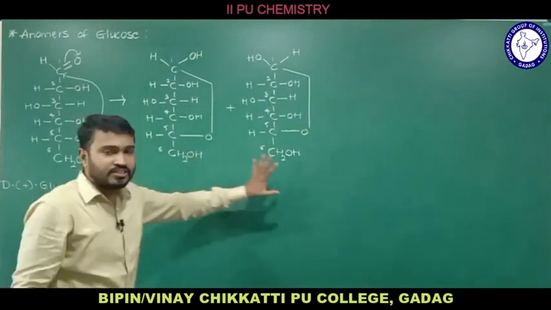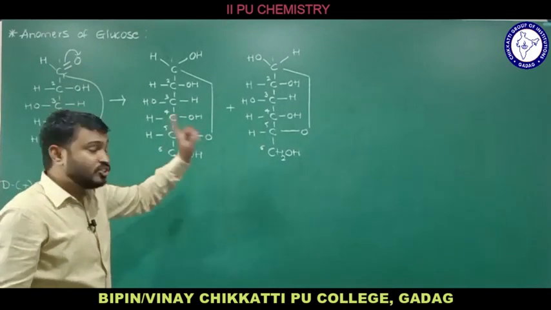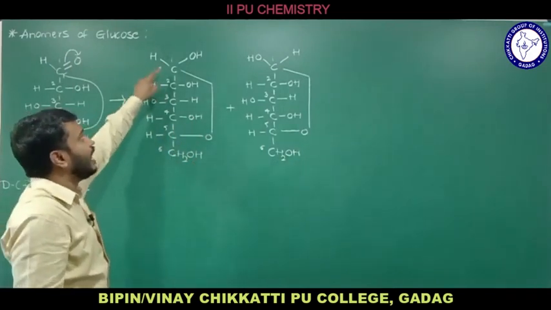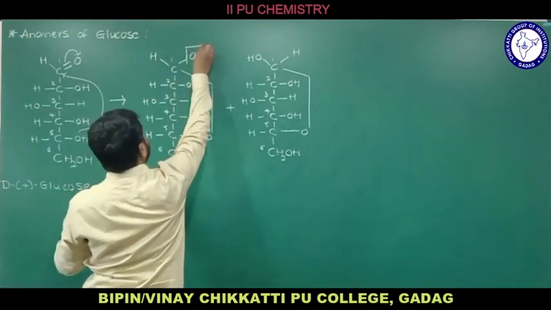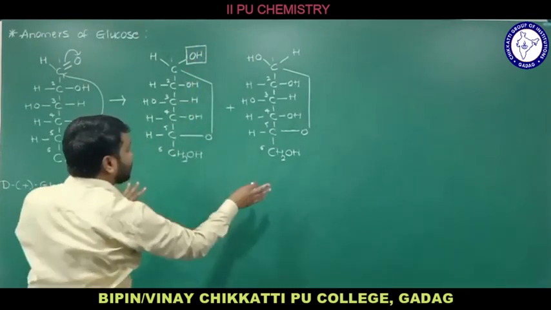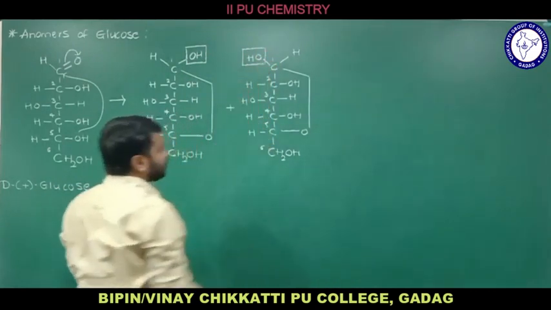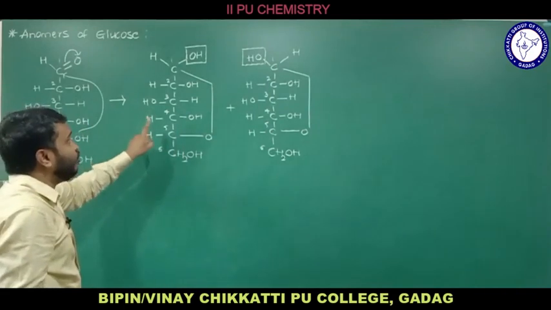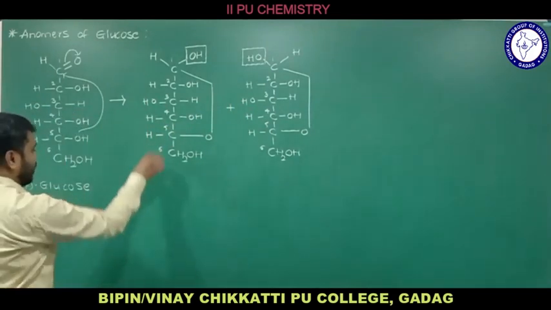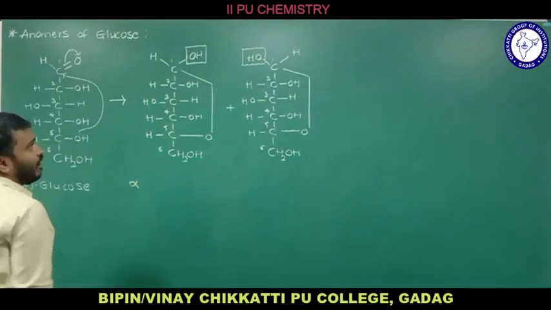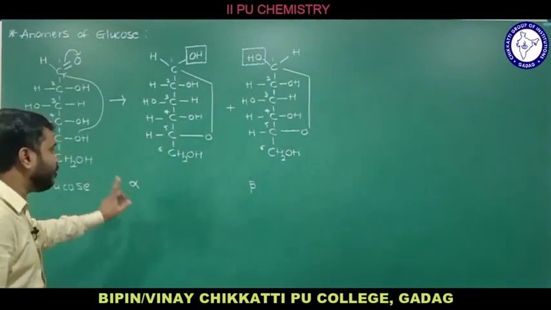So now if you observe these two structures, what is the change we are going to observe? Both are cyclic structures only. The change in configuration we are going to observe at carbon number 1, isn't it? At carbon number 1, we have OH on right side, and in this structure, on carbon number 1, we have OH on left side. Okay, and therefore this structure now I call it as alpha, and this structure I call it as beta. So what is the actual meaning of alpha and beta?